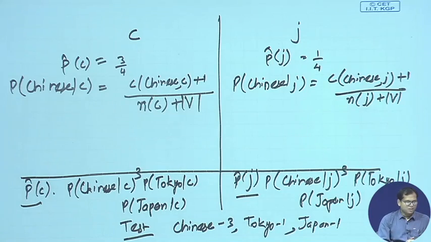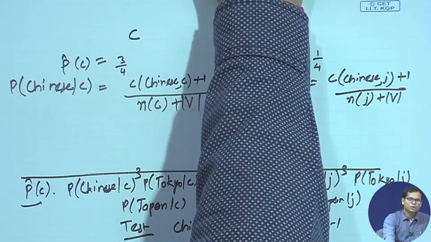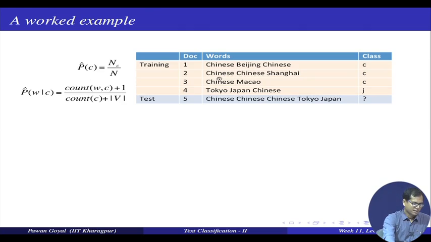So let us see from the documents how many times the word Chinese occurs in class C. It occurs 1, 2, 3 times. Actually 1, 2, 3 and 4 times. In class J it occurs once. What is the vocabulary size? Not vocabulary size, how many different tokens are there in class Chinese? 1, 2, 3, 4, 5, 6, 7, 8. In Japanese 1, 2, 3. And vocabulary size, how many unique words? 1 Chinese, 2 Beijing, 3 Shanghai, 4 Macau, 5 Tokyo, 6 Japan. So the vocabulary size is 6.